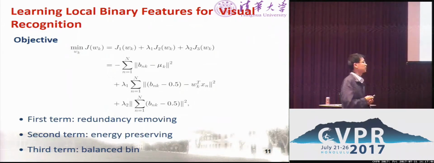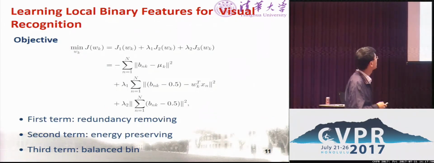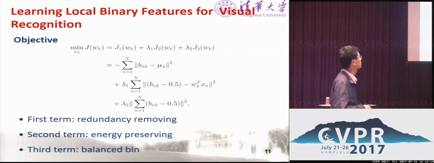So what's the key objective of our CBFD? The key objective of our CBFD is that we want to have some optimization over this projection. So we have three terms in our method. First, we want to remove some redundancy information of the PDV value. The second one is we want to preserve the energy of the PDV vector in the binary code. The last term is a balanced bin.